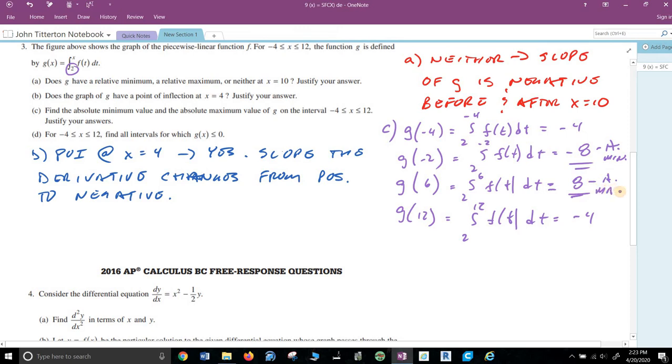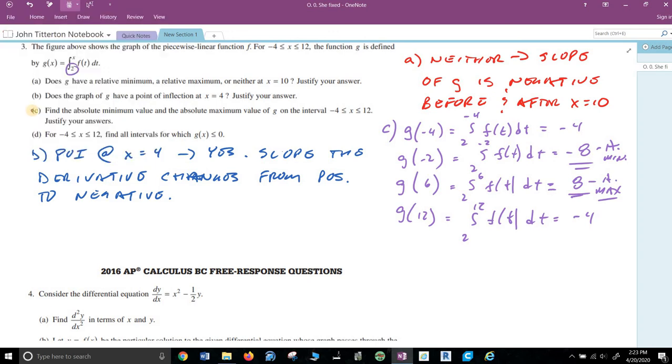I'm just a little stretched on space, and 8 is your absolute max, and write out what I just said. Find where the derivative goes from positive to negative or negative to positive. Check your endpoints in those points. Here it is. Therefore, that's your justification. Negative 8 is your absolute min. 8 is your absolute max.